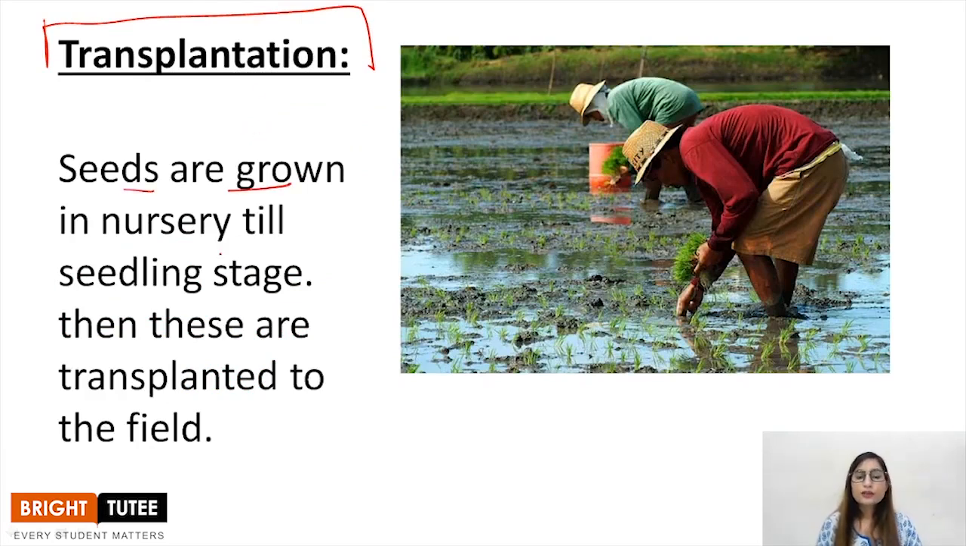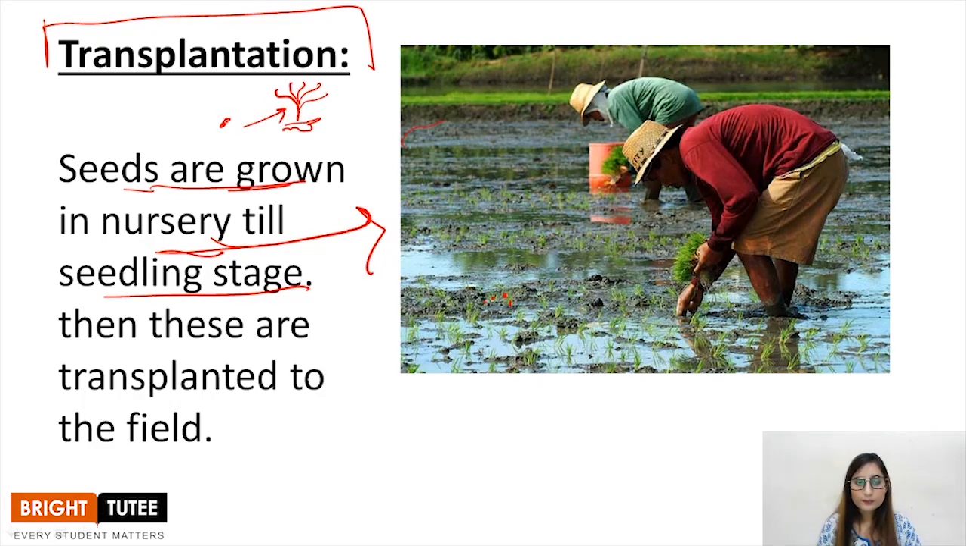Seeds are grown in a nursery. Basically this looks like a nursery, right? There is water present in the field and small plants, seedlings, have grown. Until the seedling stage, the seed has grown into a small plant, right? So seeds are grown in the nursery till the seedling stage.